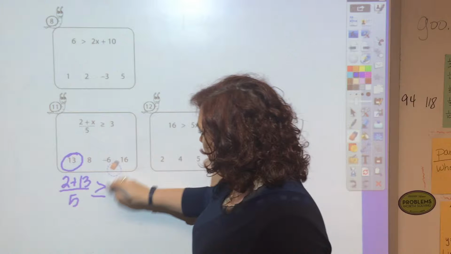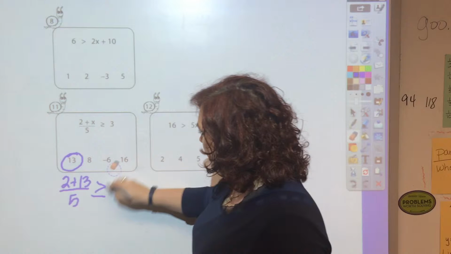Then negative 6 plus 2 is negative 4. Negative 4 over 5 is greater than or equal to 3. No, that's not true. 16 plus 2 is 18. 18 divided by 5 is bigger than 3 because we know 15 divided by 5 is 3. So 18 divided by 5 would be greater than 3. So 16 and 13 would be solutions. And you have to try them all out because it may be that more than one answer is correct. So there's 2 solutions there.